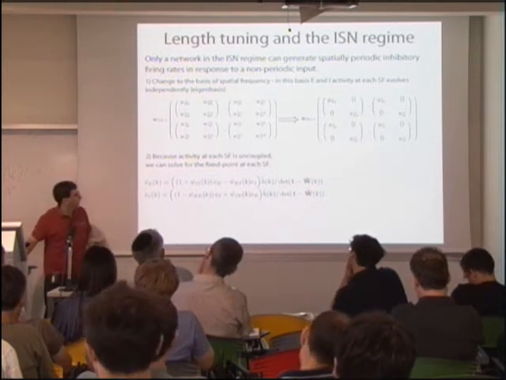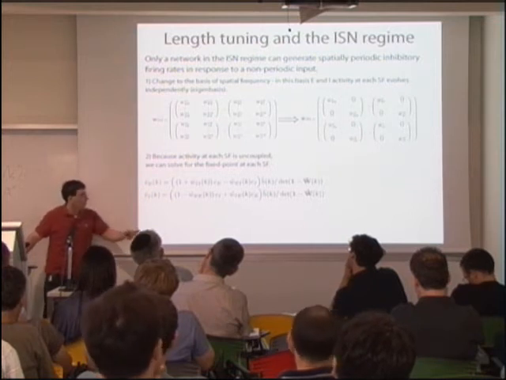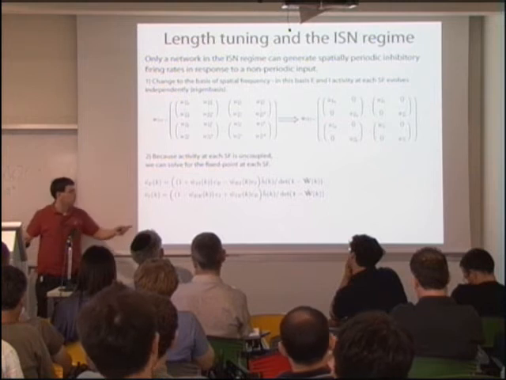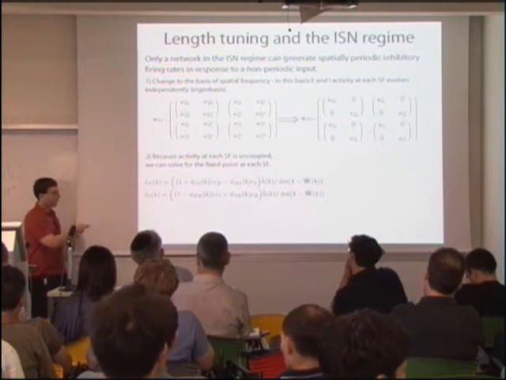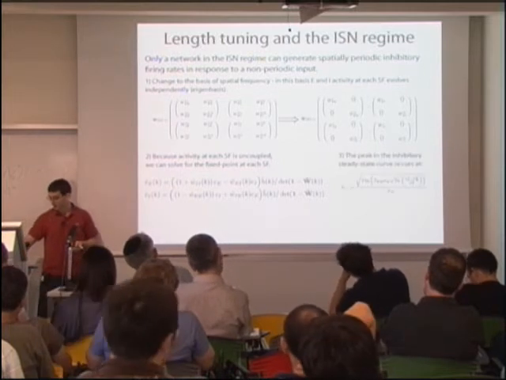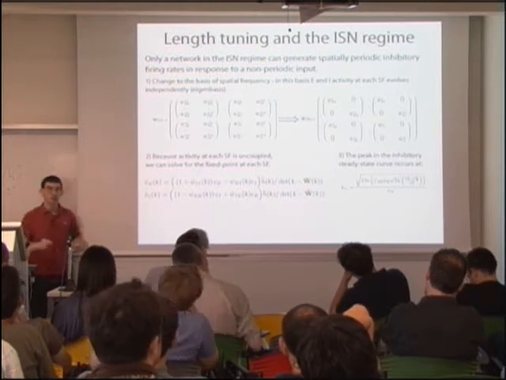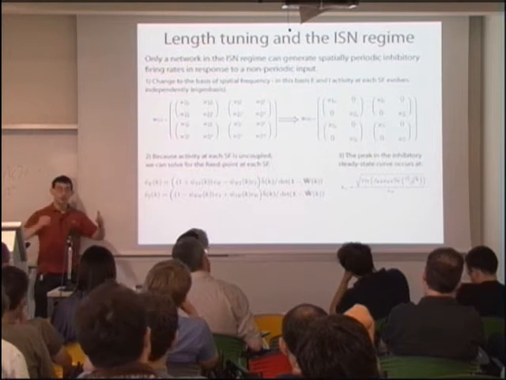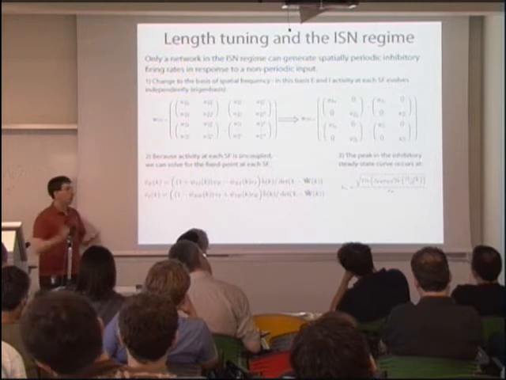So you solve for the fixed point, and then you just ask the very simple question, where's the maximum power in this spatial frequency? What spatial frequency do you get the maximum power in the inhibitory firing rates? And you can solve for that, and it is exactly here in terms of the network parameters. So here, JEE is the amplitude of the Gaussian for the E to E connections. Sigma E is the spatial extent, the sigma of that Gaussian.